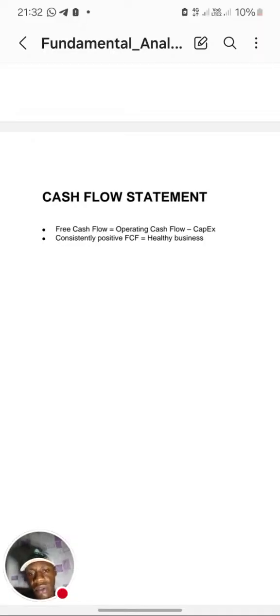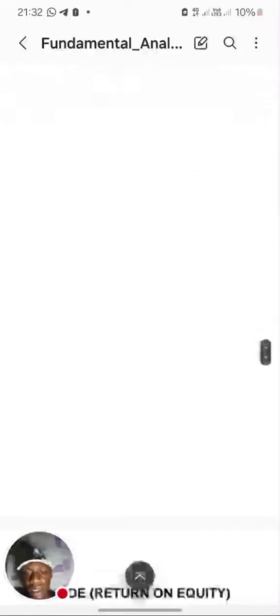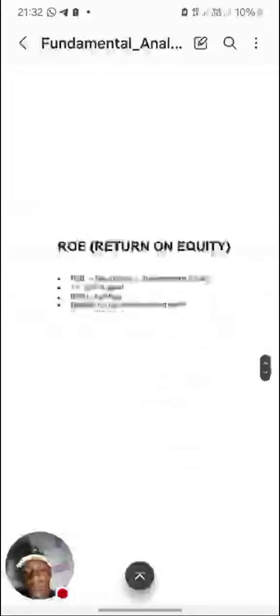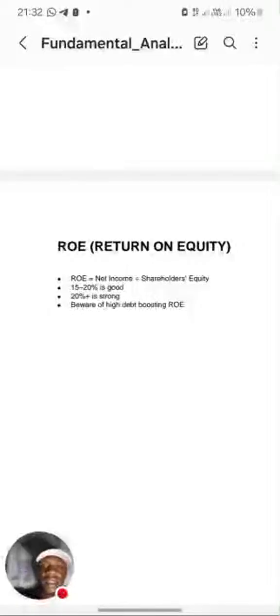All these ones we're going to break down tomorrow. I don't want to go into it now. Now let's look at return on equity. When you are doing your fundamentals, return on equity is very important. That is to say, that's the main money that is actually yours at the end of the day.